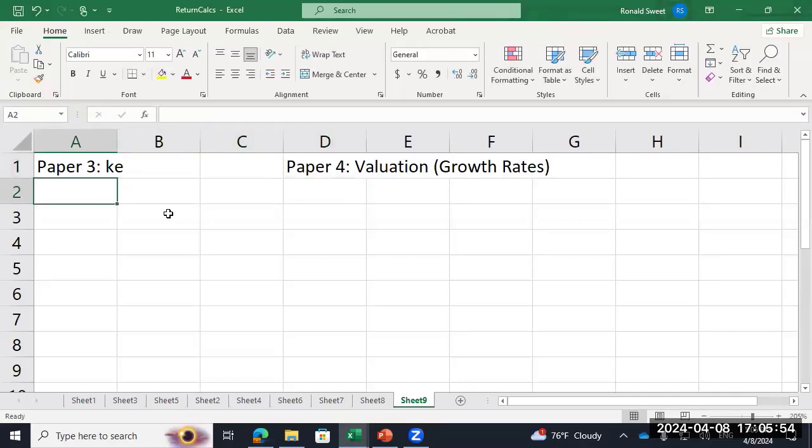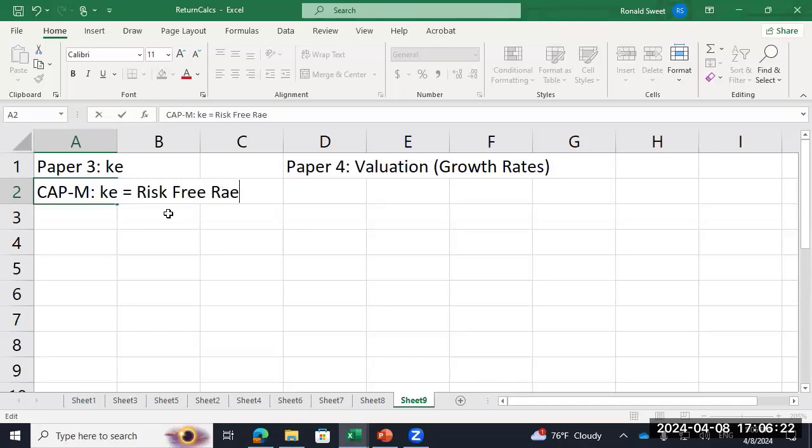So to get a KE, what theory do you think we'll use in paper 3? What model might we use? CAPM, oh, no question. What does CAPM say KE is? Y'all have this memorized backwards and forwards, right? Risk-free rate plus beta times the market risk premium, or if you're doing the FAC exam, required return on stocks minus risk-free rate.